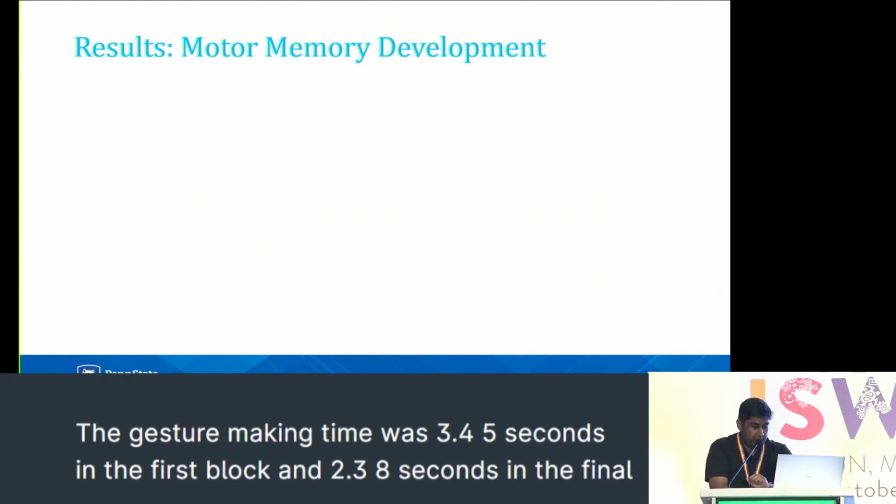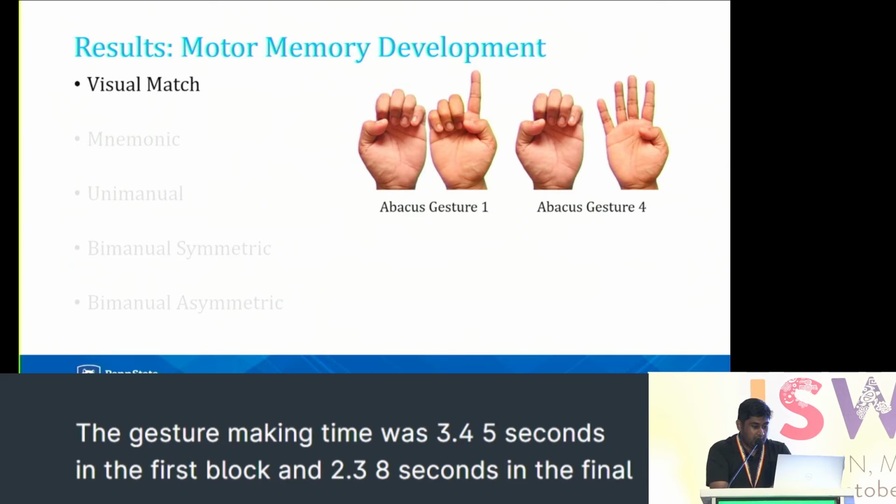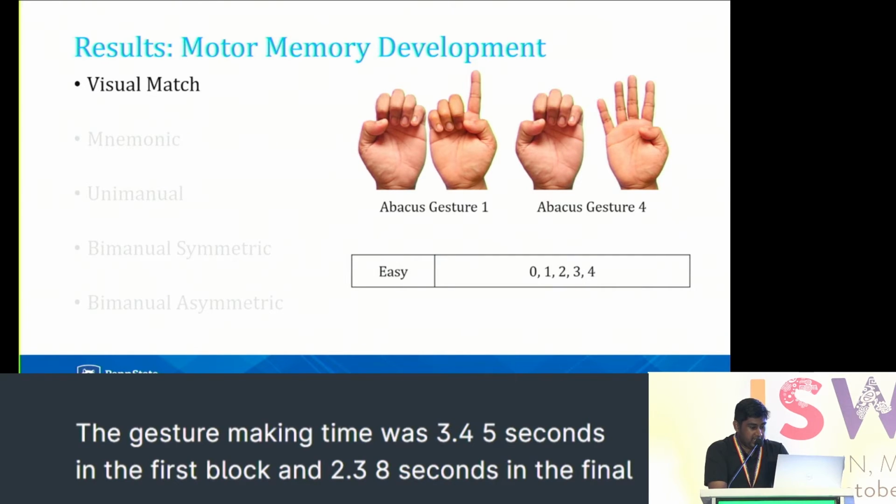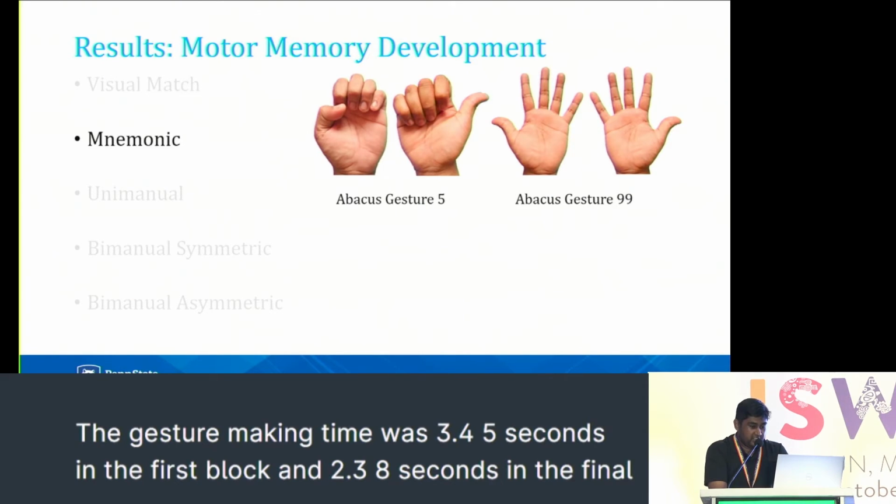We found 5 categories: visual match, mnemonic, unimanual, bimanual symmetric, and bimanual asymmetric. For visually matched gestures, the gesture ID and the number of raised fingers are the same. Like Abacus gesture 1 needed 1 finger. All gestures were easy in this category. Mnemonics such as 5 as thumbs up or 99 as stop made this category easier to learn.